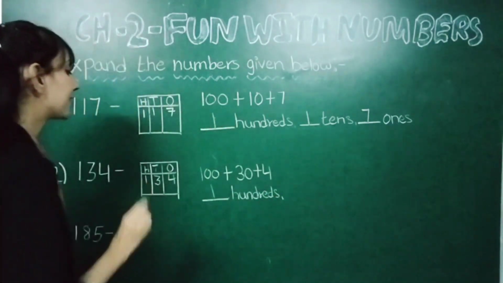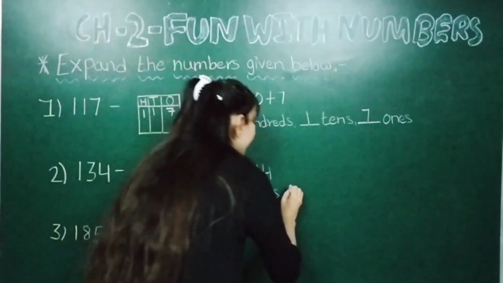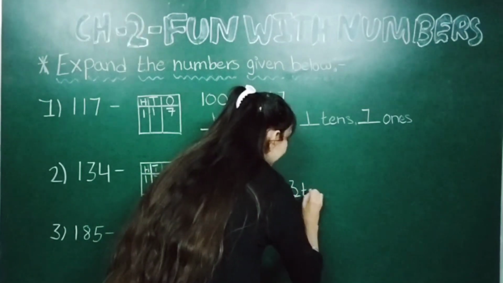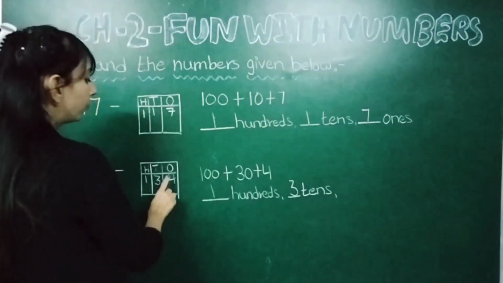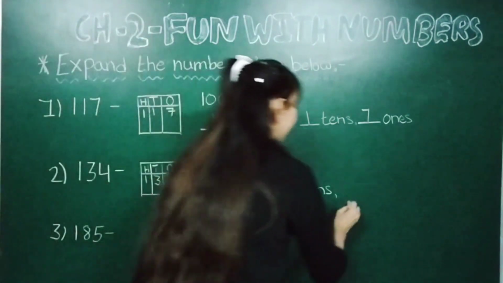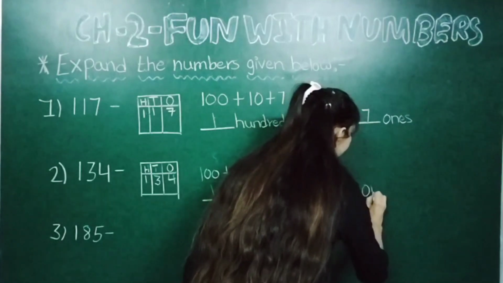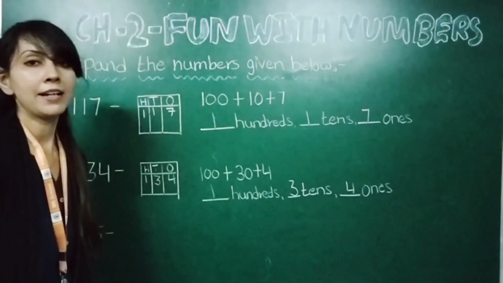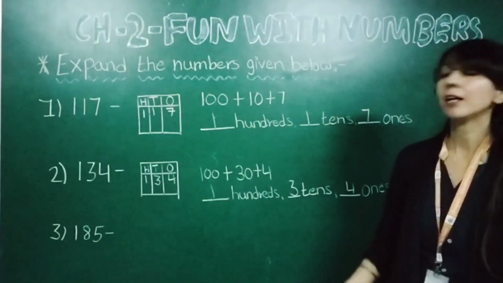Next you can see it is written 3 tens. So in this blank we will write 3, then here we will write tens. Now 4 ones, so in this blank we will write 4 and then ones. Understood how to do this? Now moving to the next number.